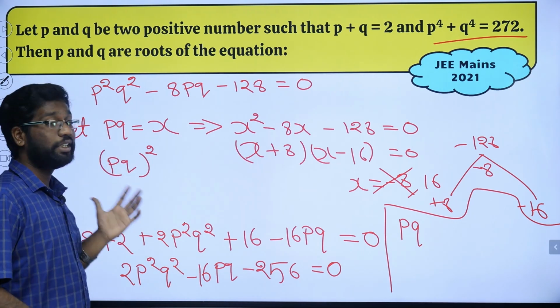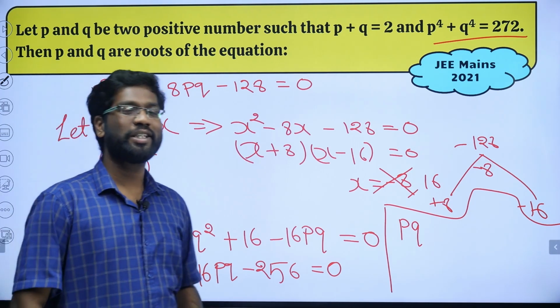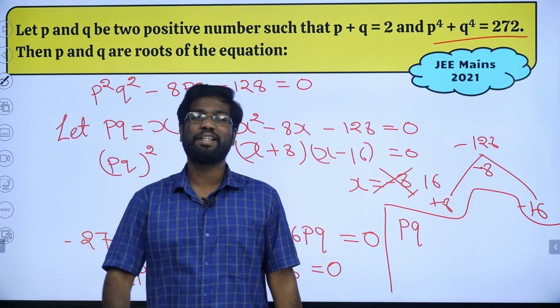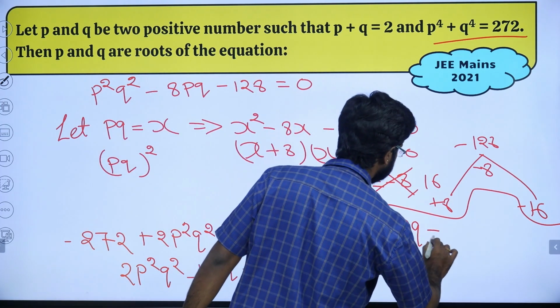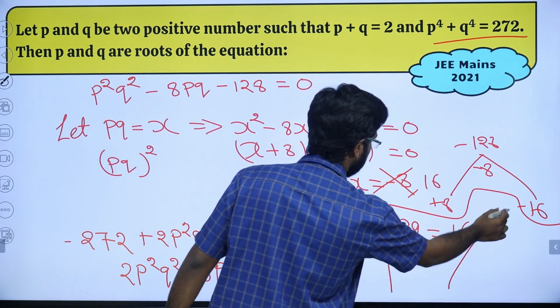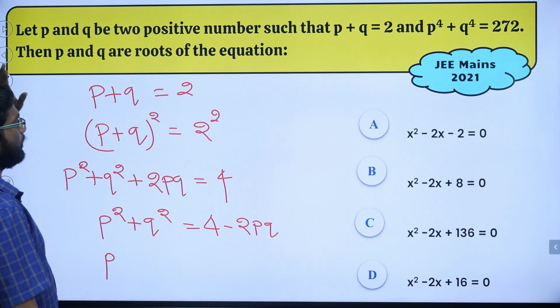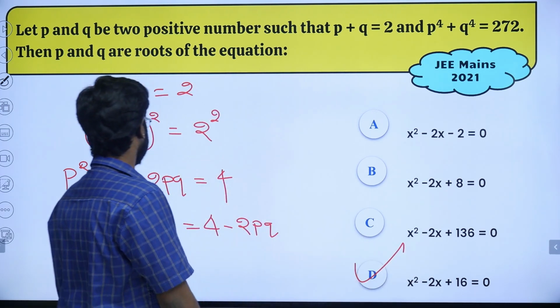So whenever you are taking on your own, please write it as let, my dear students. In a competitive exam, no problem. The final answer matters a lot, my dear students. For your board exam, I am saying. Okay, pq equals 16. So the product of the roots is 16, my dear students. So our answer is going to be D.